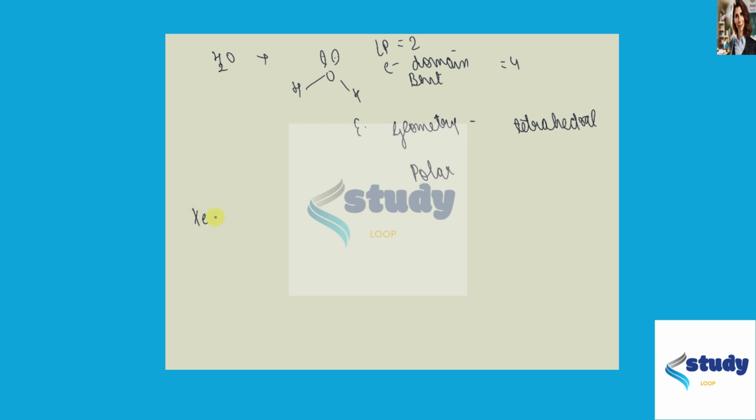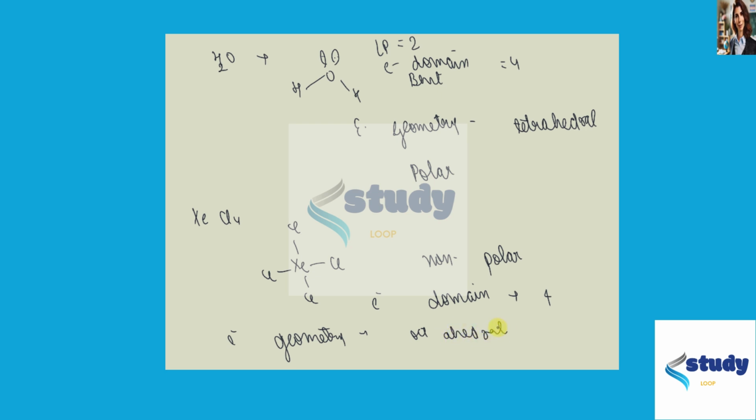The last one we have is xenon tetrachloride. It has a nonpolar structure and electron domain is 4. Here electron geometry is octahedral and molecular geometry is square planar. I hope you have got your answer.